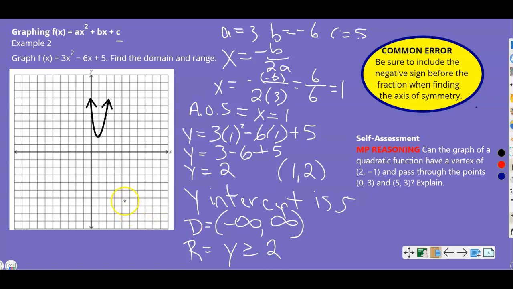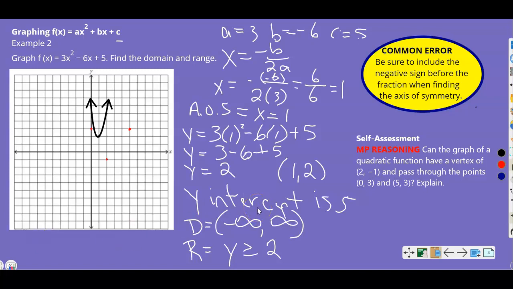So we graphed the function. We found the domain and range. Wasn't too difficult, just using the steps that they provided for us. So I want you to take a few moments, pause the video, and try to answer the self-assessment. If you need to, plot the points and see what it looks like, and then answer the question. All right, I'll see you in a few minutes.